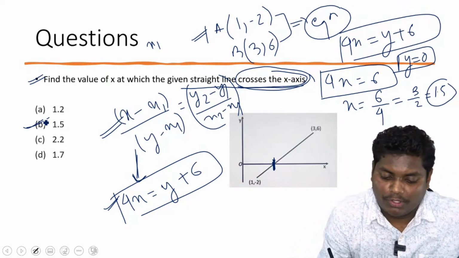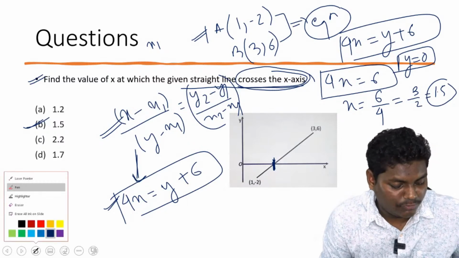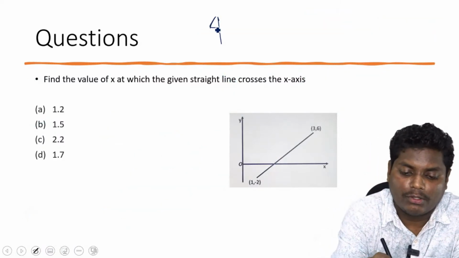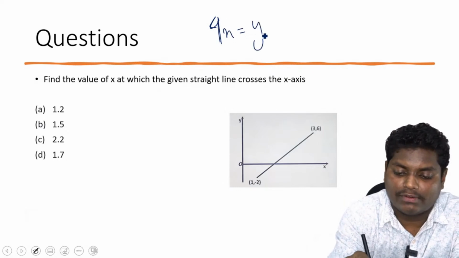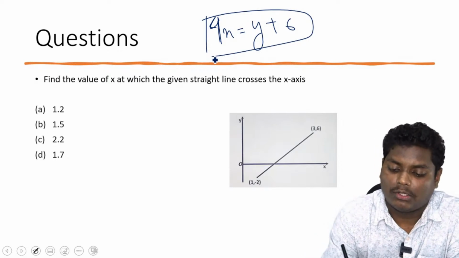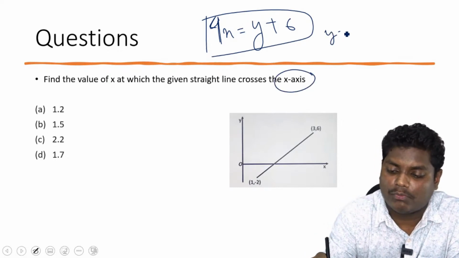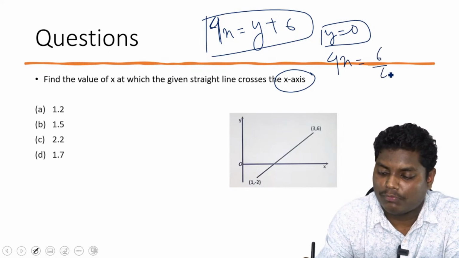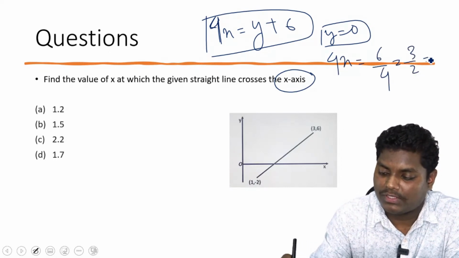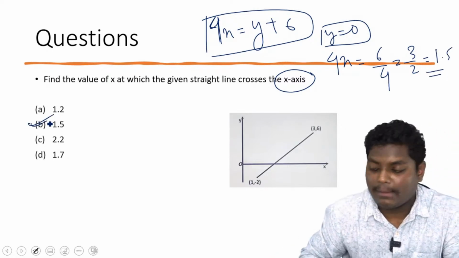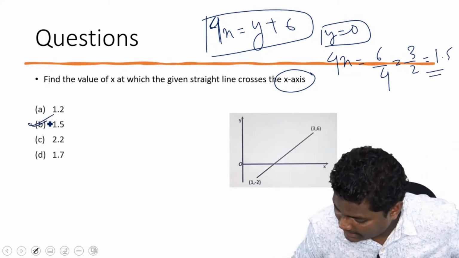I hope this is clear for everyone. So what equation will you get? If you put the values in, you get 4x equal to y plus 6. Now since it is on the x-axis, we need to put y equal to 0, and then we can solve it. It will be 6 upon 4, which is 3 by 2, which is 1.5. Okay, 1.5. Great, Sanchari and Shubhra.